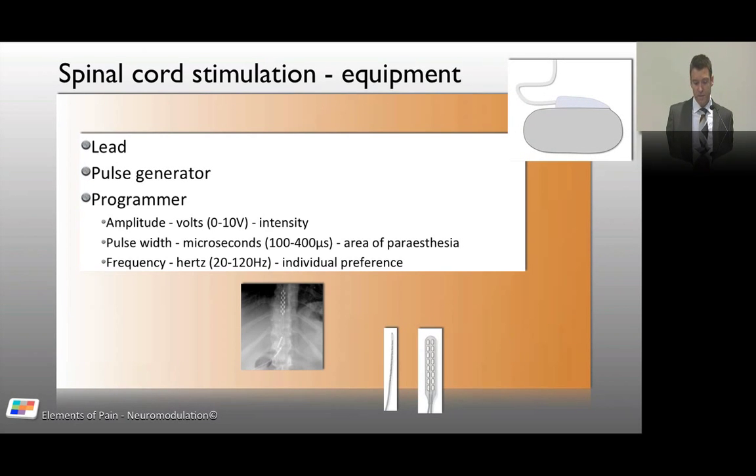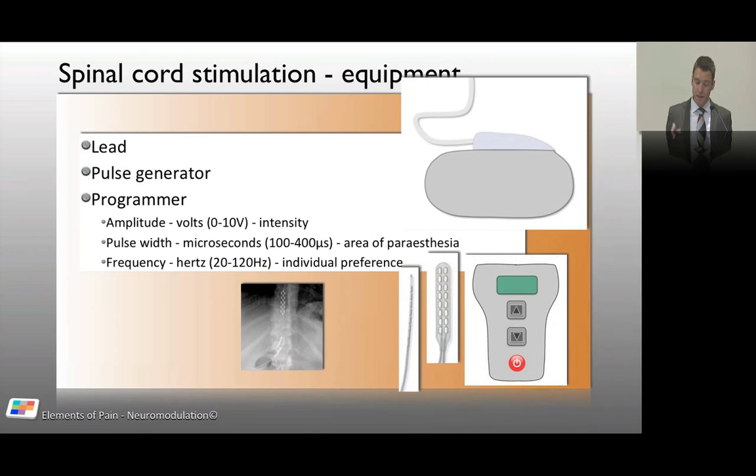So let's look at the equipment. There are three parts to stimulator systems. There's the lead, the pulse generator, and the programmer. And there you have it there: the pulse generator, the leads, and the programmer. The programmer is something that the patient carries around, and they adjust it as they go about their day, up, down, off, on. Some of the newer stimulators have really fancy modes where they adapt to the patient's position.